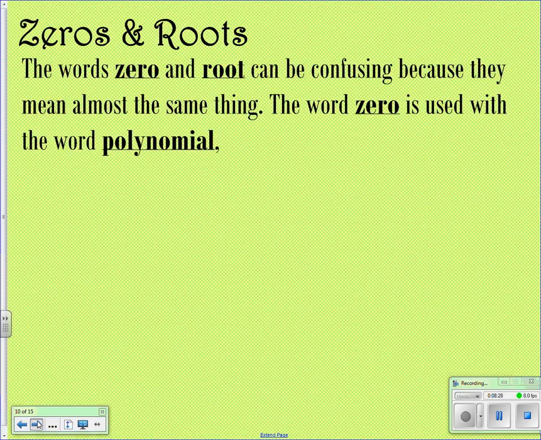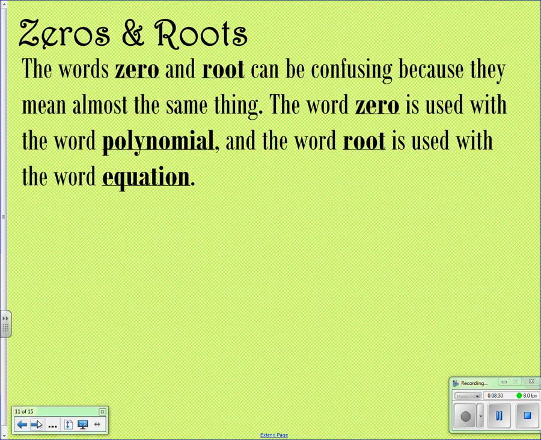Okay? The word root is used with an equation. So an equation is when you take a polynomial and you set it equal to 0 or equal to 10 or whatever. You change your polynomial to an equation by making it have an equal sign. So that's where the word root and zero are different, but they mean almost the same thing. You're going to get the same numbers whenever you're looking for a root or a zero. It just depends on if you have a polynomial or an equation.